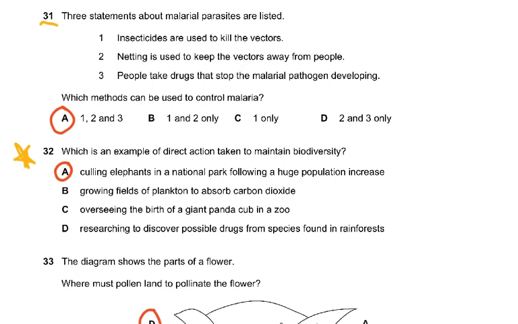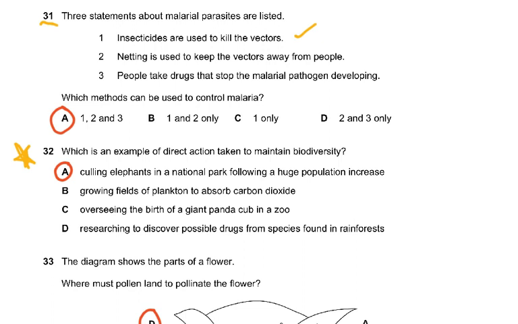Question 31. Three statements about malarial parasites are listed. Insecticides are used to kill the vector. Yes, insecticides are used to kill the female Anopheles mosquito, plus any mosquito. But of course, the female ones are the bad ones. They cause the disease. They are the vectors.